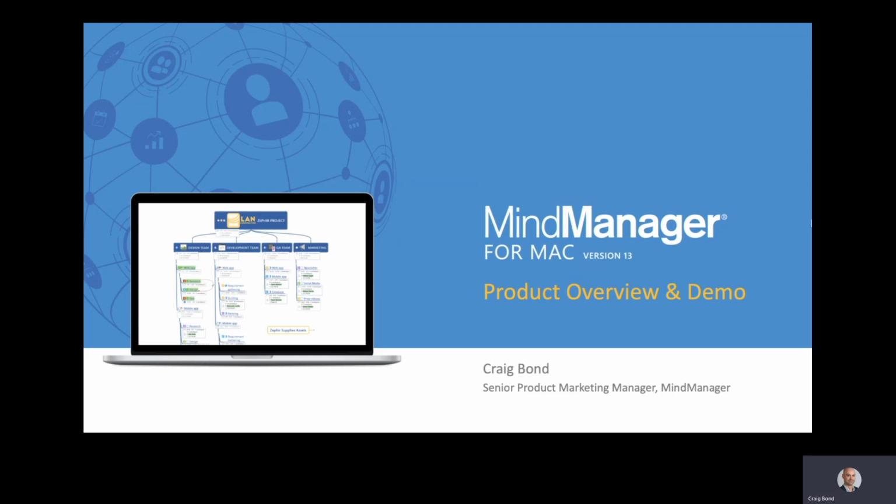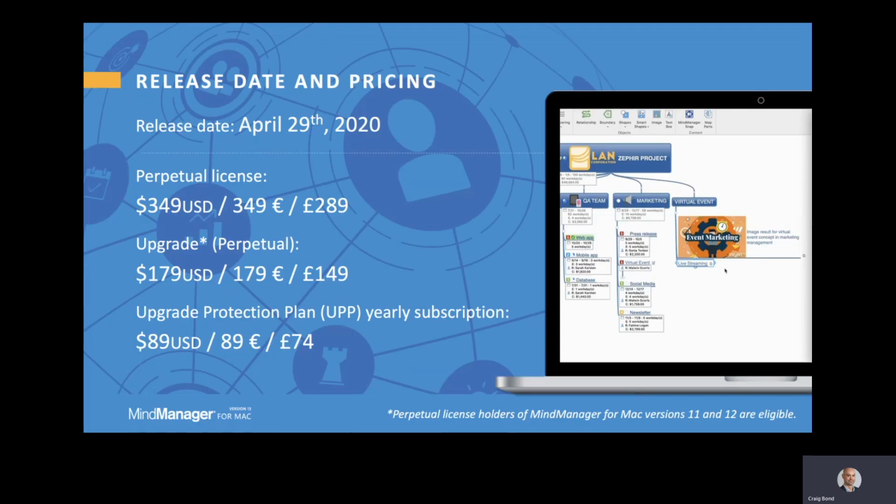So before we get started, let's just take a quick look at the release date and the pricing. This product was released on April 29th. So just recently, and we've had some amazing feedback so far from the market and from reviewers. In terms of pricing, a perpetual license is $349 US, 289 pounds, and 349 euros. An upgrade, which is available to license holders of MindManager for Mac versions 11 and 12, is $179 or euros and 149 pounds. And the upgrade protection plan or UPP is 89 US dollars and euros or 74 pounds.